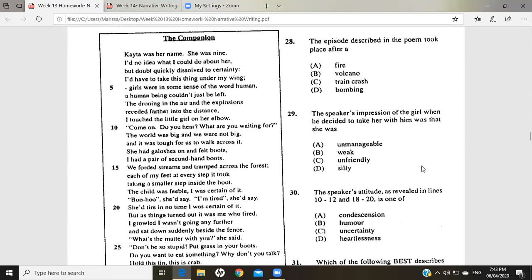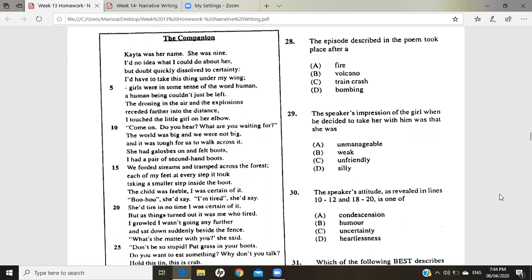29 says the speaker's impression of the girl when he decided to take her with him was that she was, how did he feel? He felt like she was weak at first. Yeah, the answer is B, weak. He did feel that she was extremely weak because he did describe her as feeble.